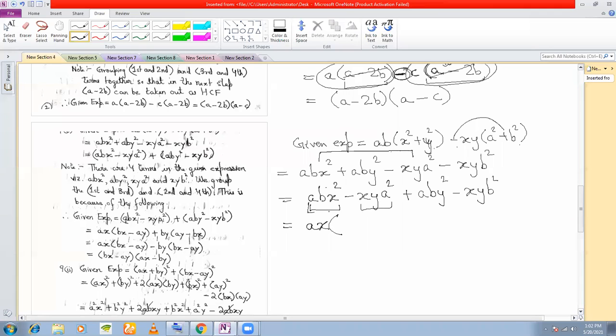Now from this abx square, if I am taking out this a, and if I am taking out 1x from here, and this power will reduce by 1, right? So therefore, what am I going to get? So bx. Bx only.